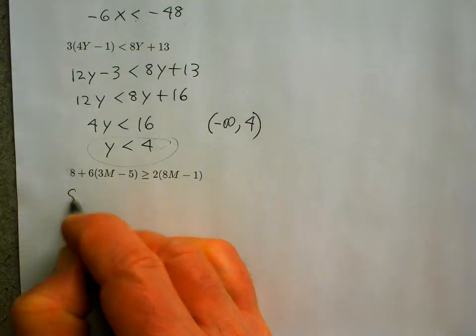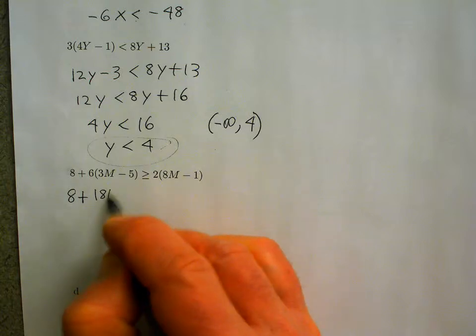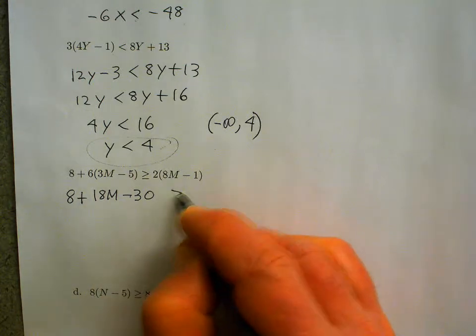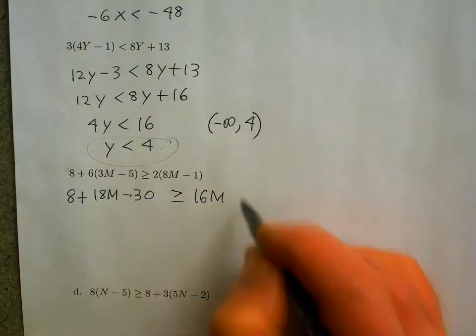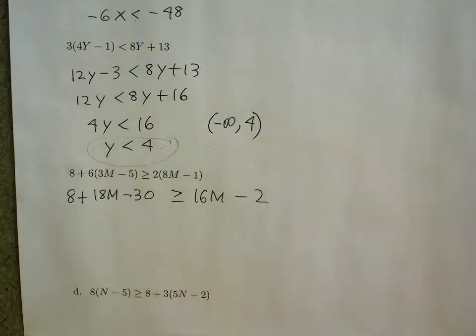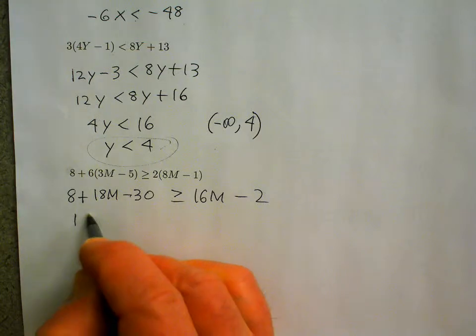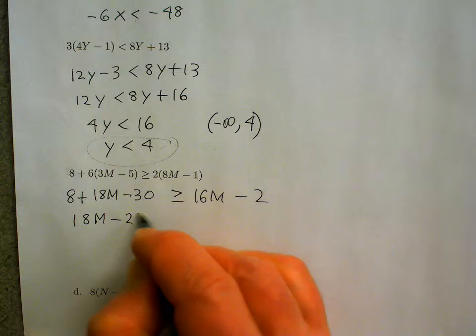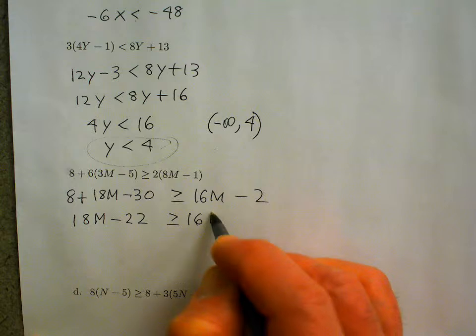So on the left-hand side, we get 8 plus 6 times 3m, which is 18m, and then minus 6 times 5, which is minus 30, greater than or equal to 2 times 8m, which is 16m, and then minus 2 times 1, which is minus 2. On the left-hand side, let's combine like terms, the 8 minus 30. So 18m stays the way it is, and the 8 minus 30 is minus 22, greater than or equal to 16m minus 2.